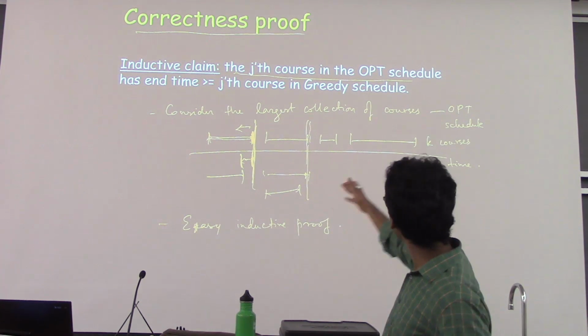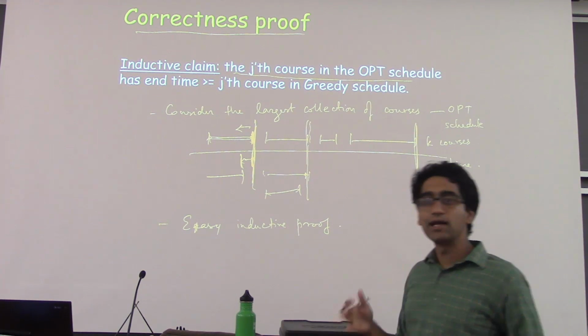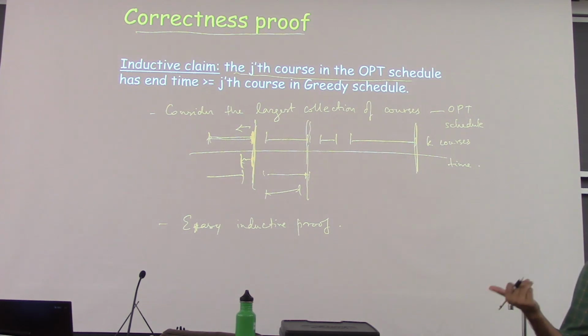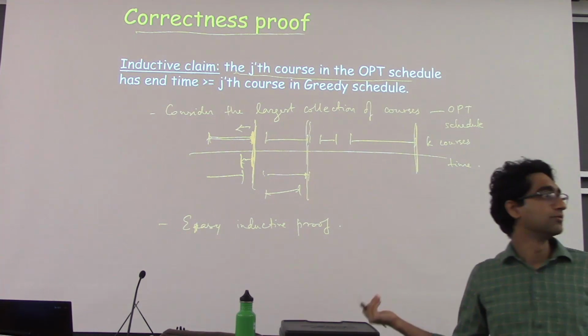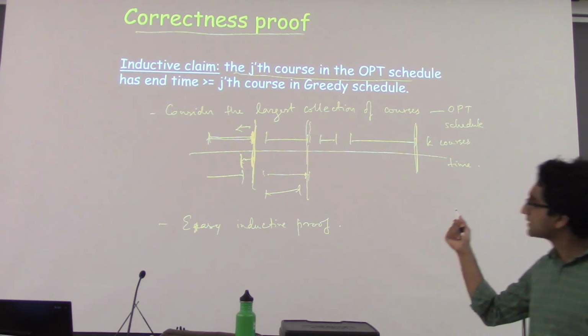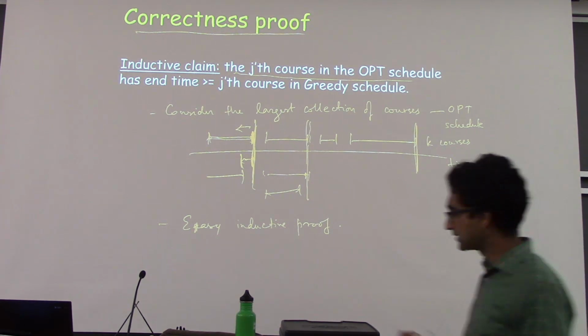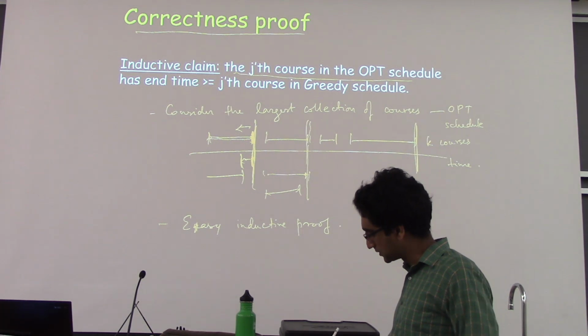And once you have this for all k, then you get that at the end you've taken at least as many courses as optimum. And that's what you want to show. Note that this is one example where you could have picked a different schedule, or different set of courses, than optimum. All you guarantee is that you pick at least as many. So that shows the correctness.